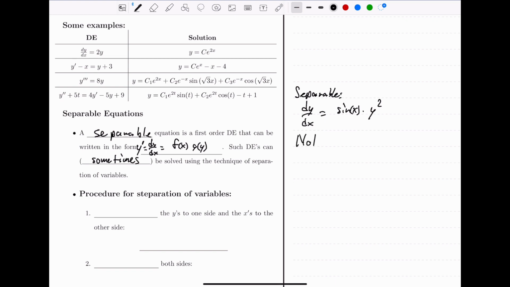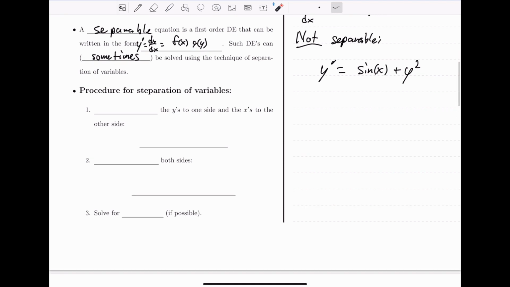Here's an example of a differential equation that is not separable. If we write y prime equals, let's say, sine of x plus y squared. Here, I don't have a function of x times a function of y. I have a function of x plus a function of y. So this would not be a separable differential equation, and we could not solve this using the technique of separation of variables. So before we use the technique of separation of variables, we have to make sure that we have a differential equation in the appropriate form. This technique will only work for separable differential equations. So what are the steps? How do we actually solve a differential equation using this technique?